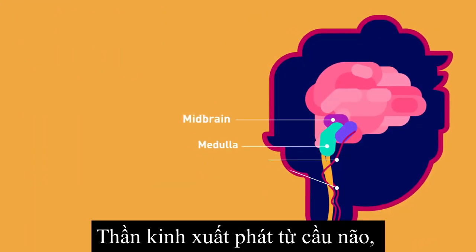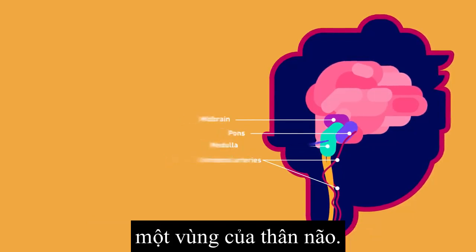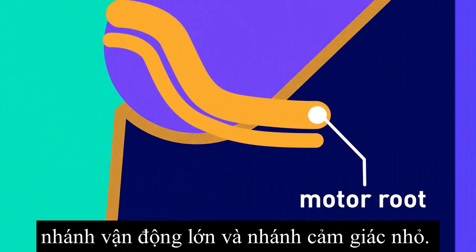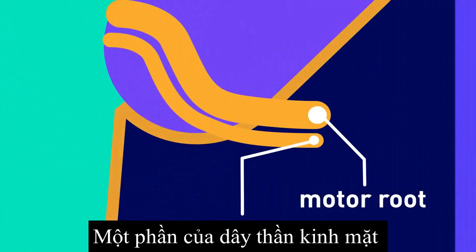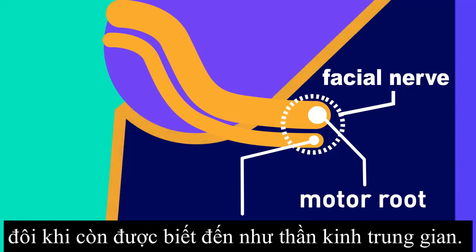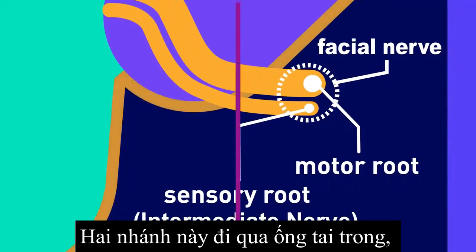Intracranial, the nerve arises in the pons, an area of the brainstem. It begins as two roots, a large motor root and a small sensory root. The part of the facial nerve that arises from the sensory root is sometimes known as the intermediate nerve.